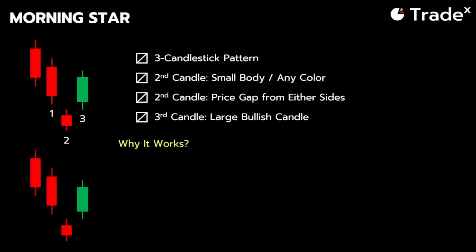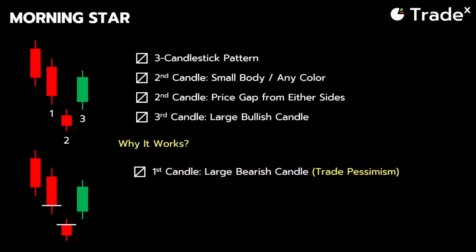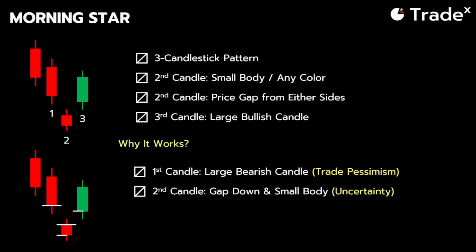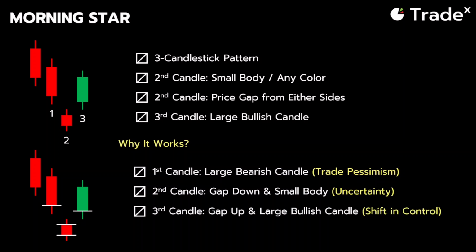Here's why. The first large bearish candle shows strong pessimism in the market. The gap down to the second candle reinforces this sentiment. However, the small body of the second candle introduces uncertainty and hesitation, suggesting that the downward trend may not continue. Finally, the third candle's large bullish move, along with a significant gap up, signals a shift in control, with buying pressure taking over from the previous selling pressure.